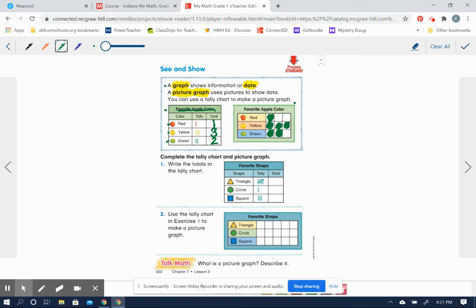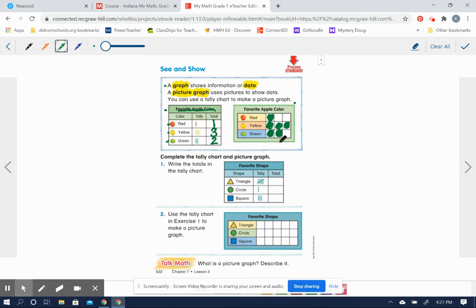All right. So now we can look at this graph. Now we can see very clearly and quickly which was the favorite. Yellow, yes, because there's more pictures, right? And then which one was the least favorite? Yes, the red, because there's fewer of those.